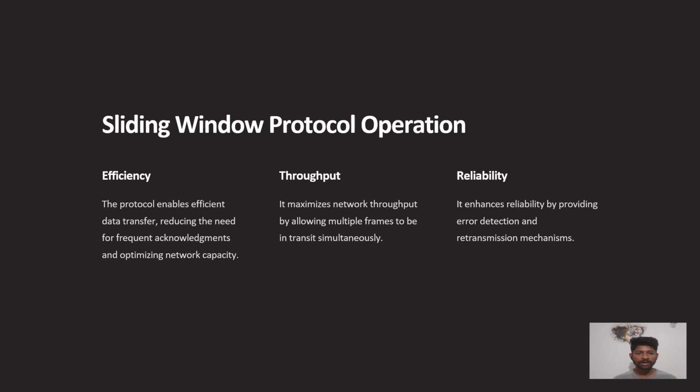So now, let's look at the sliding window protocol operation. First, the efficiency of sliding window protocol. The protocol enables efficient data transfer, reducing the need for frequent acknowledgements and optimizing network capacity. Throughput: it maximizes network throughput by allowing multiple frames to be in transit simultaneously. Reliability: it enhances reliability by providing error detection and retransmission mechanisms.